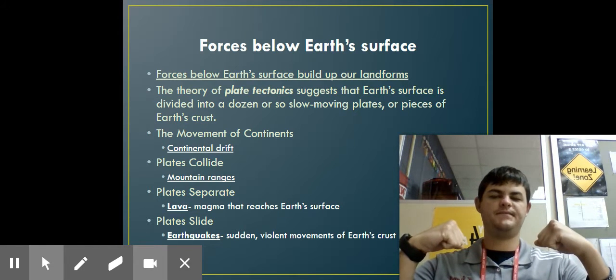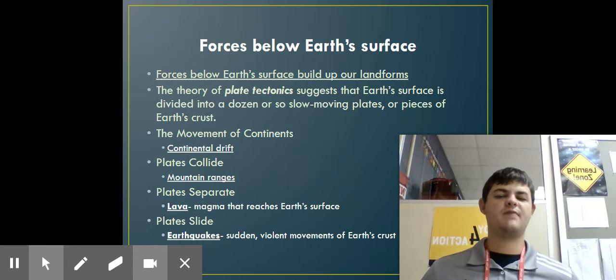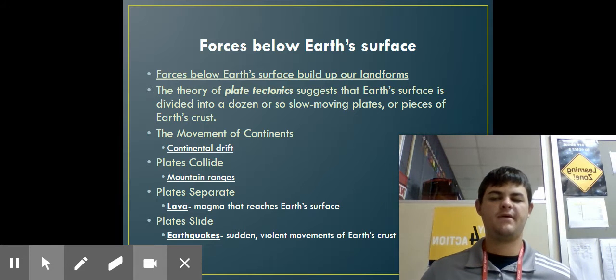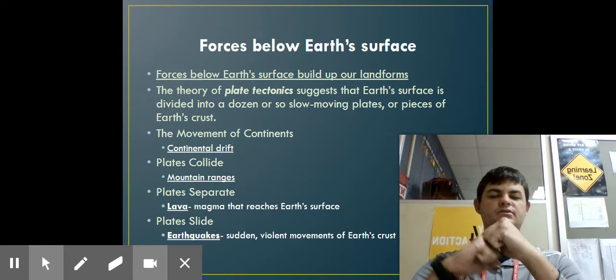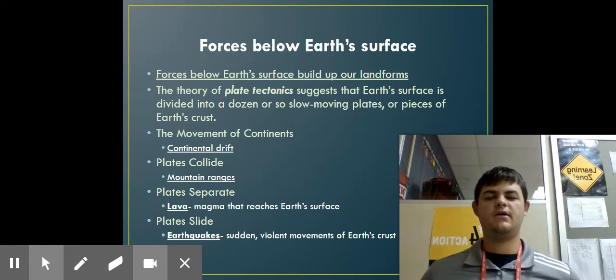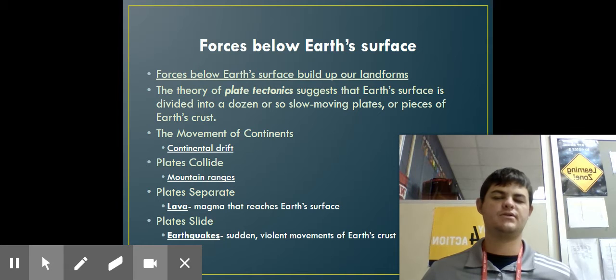When plates separate, okay, lava or magma that reaches Earth's surface will come out. And then when plates slide, so just like a sudden jerk or slide, can cause earthquakes, which are sudden violent movements of Earth's crust.